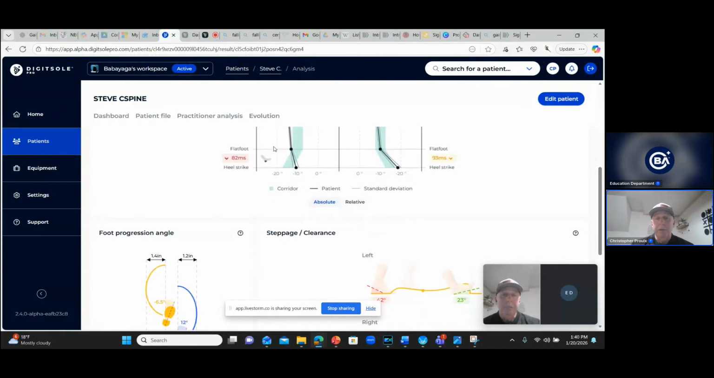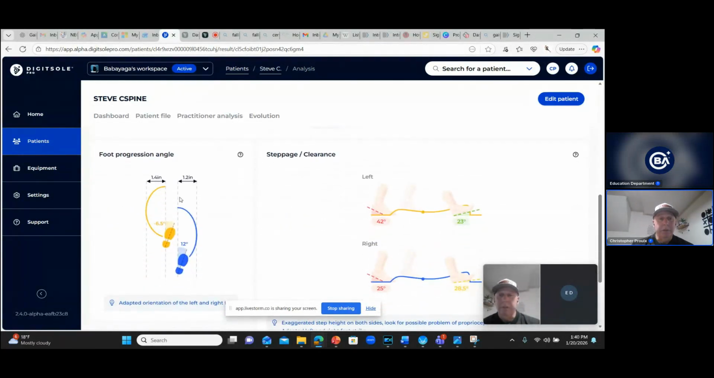But here's part of the problem. When we look at the foot progression angle, on that left side, he's got a -6.5 degree foot progression angle. So he is very much toeing in. And so he does not have a good capacity to keep that foot in that sagittal plane. And that dramatically affects his base of support, as we saw with the gait line or his center of pressure.